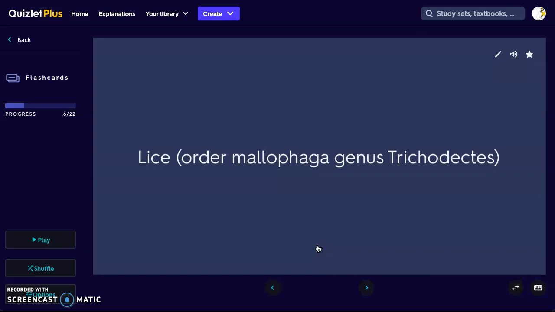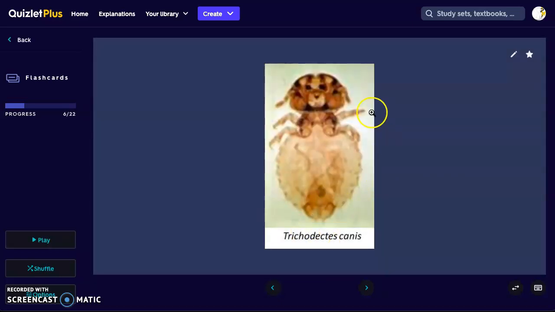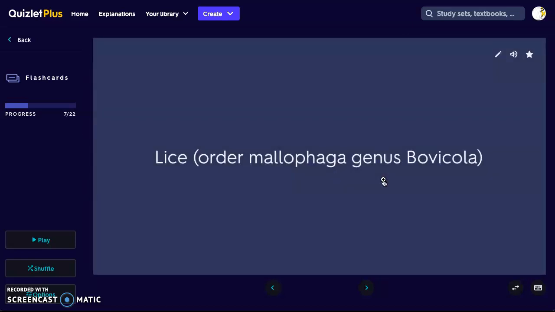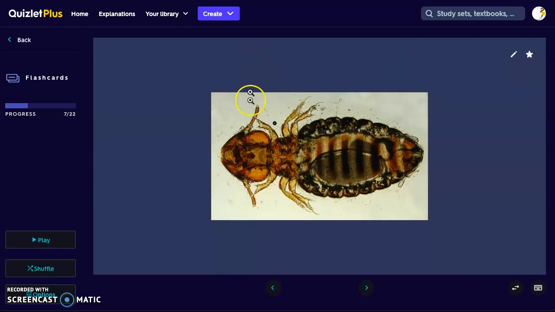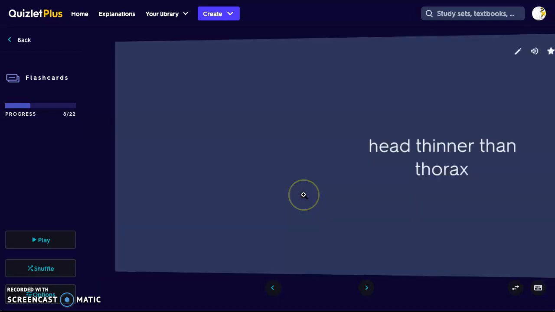So this is in the genus Trichodectes. So Trichodectes, this is going to be a louse that we generally find on a dog, right? Trichodectes canis. So again, I can see that nice large head, that little itty bitty thorax right there, and a giant abdomen. And next, we're going to look at the genus Bovicola. So we have Bovicola right here. There's some slight differences with the antennae, right? Again, we still have that head is wider than the actual thorax. And this is an insect, right? We only have 1, 2, 3 legs on each side.